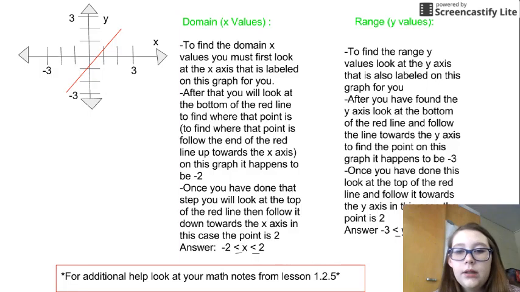Once you have done this, look at the top of the red line and follow it towards the y-axis. In this case, the point is 2.